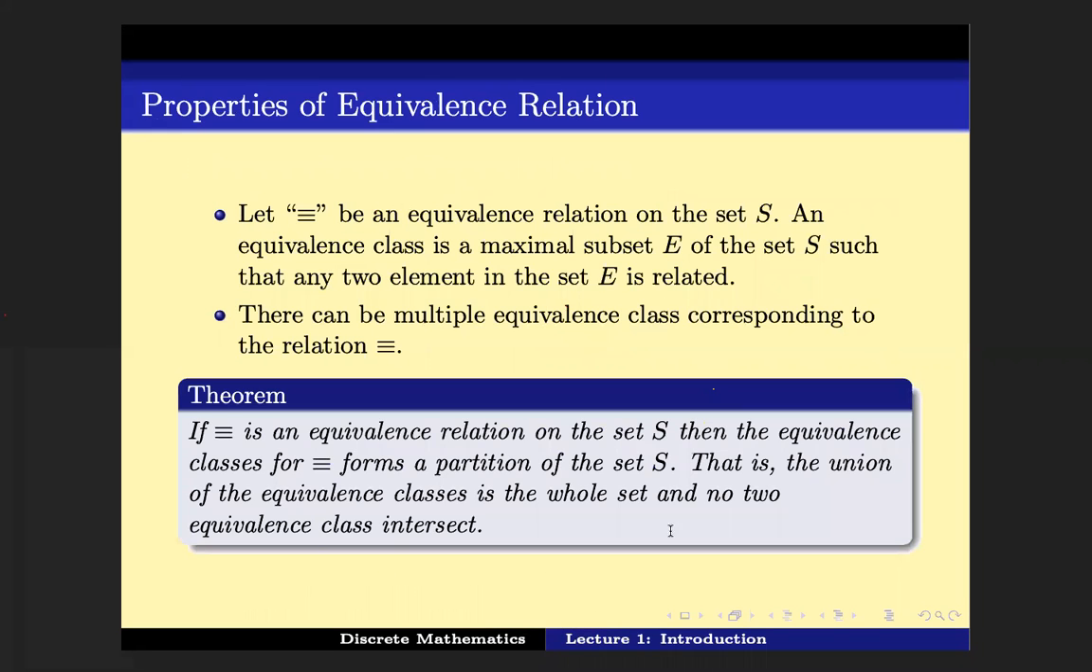And this is the theorem that says that if I have an equivalence relation on a set S, then the equivalence relation forms a partition of this set S. This whole set S is partitioned into equivalence classes. Now, what does partition mean? Partition means that the union of all the equivalence classes is the whole set and no two equivalence classes intersect, meaning the intersection is empty. Right?